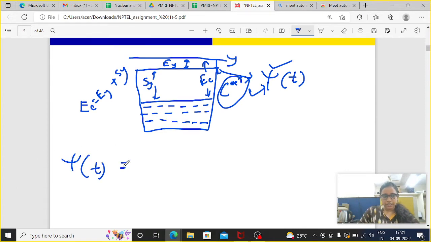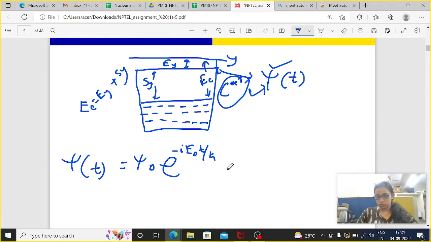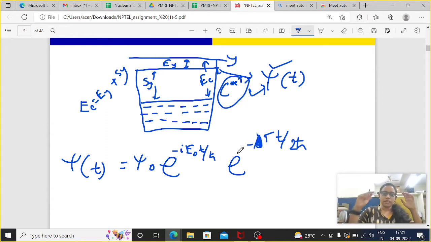So what can I write here about psi t? Psi t can be separated in two forms, one in space and one in time. The space part will be psi 0, and the time part will be e to the power minus i E0 t by h bar, into e to the power minus gamma t by 2h bar.